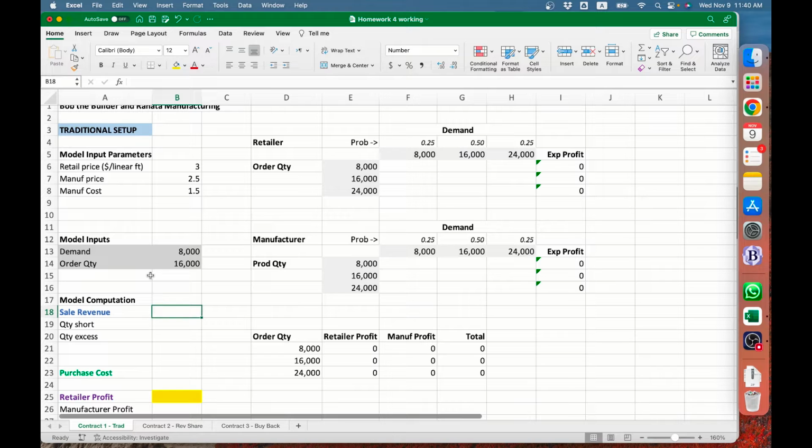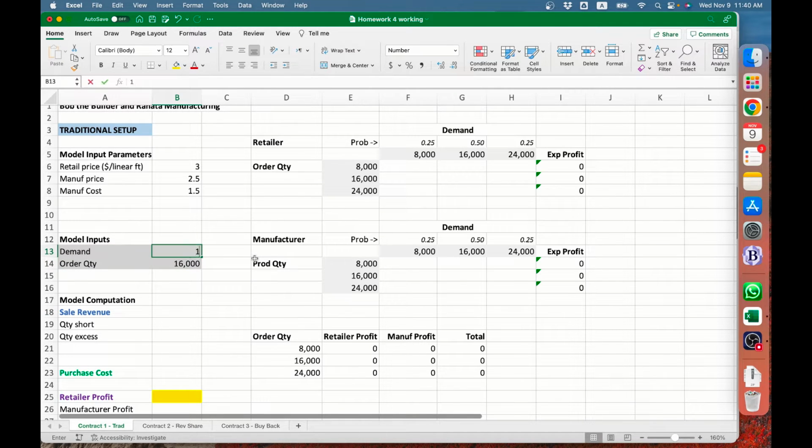So what is the revenue if demand was 8,000 and Barbara ordered 16,000? This is a little bit tricky. You cannot multiply 16,000 by the price and say my revenue is 16,000 linear feet times $3 per linear foot, because even though Barbara ordered 16,000, in this case she can only sell 8,000 because the demand is for 8,000 and she'll have excess of 8,000. So the sales quantity is always going to be the smaller of these two numbers.